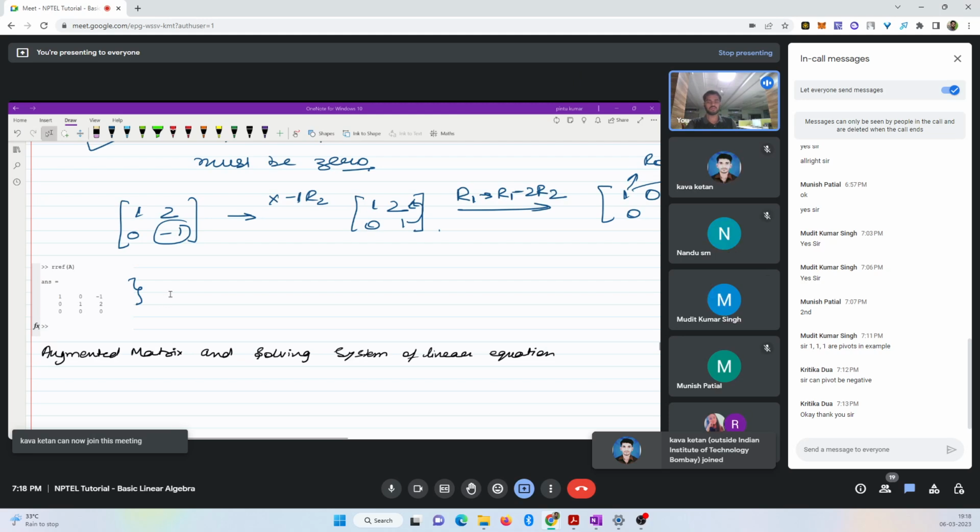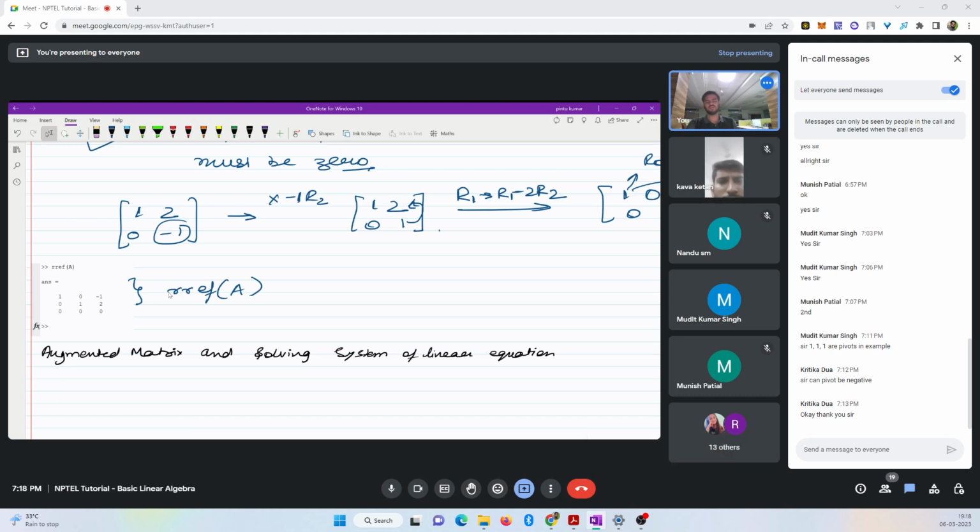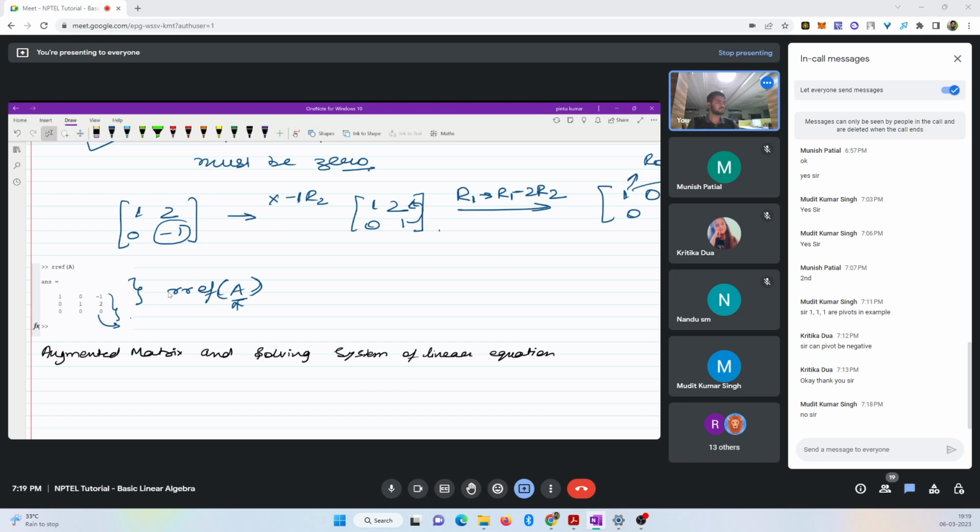For MATLAB, you can use the code rref, with round brackets, not curly brackets, and if you write the matrix name A in it, you get the row reduced echelon form for that particular matrix. For the matrix A that I wrote above, here I have obtained the row reduced echelon form. Okay. Any doubt in these two, you can ask. I'll wait for a minute. Mudit doesn't have any doubt. Others.